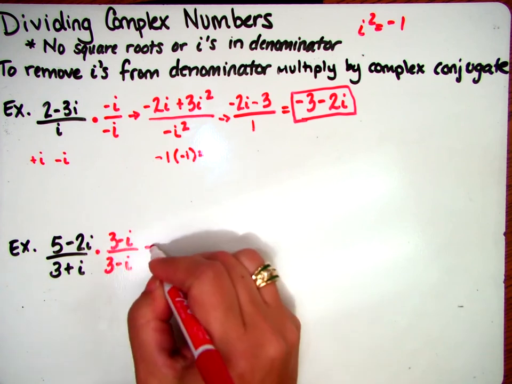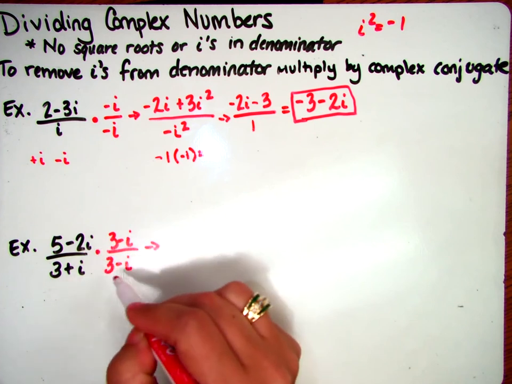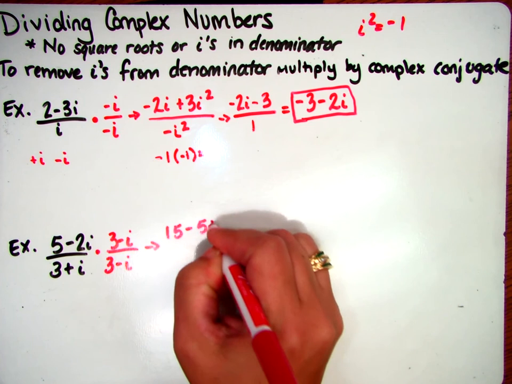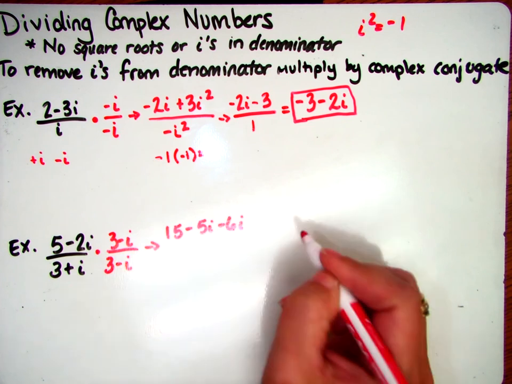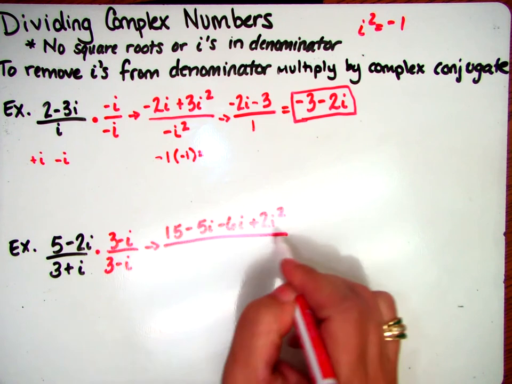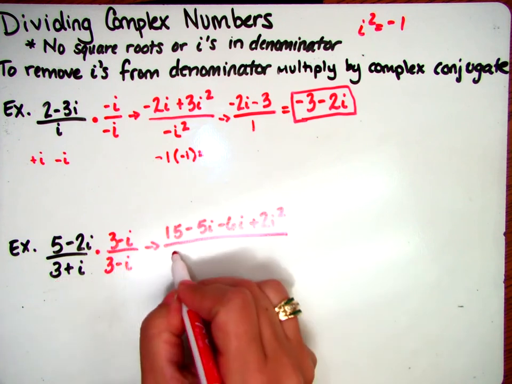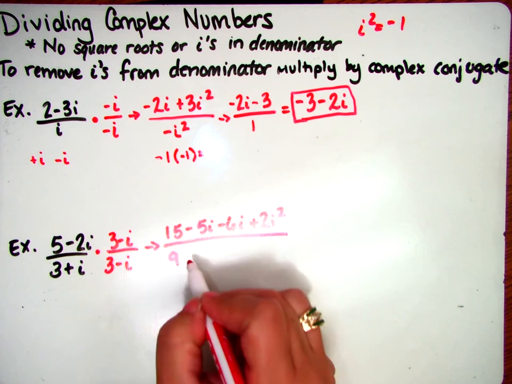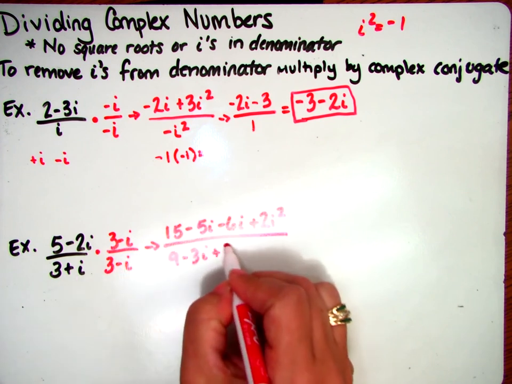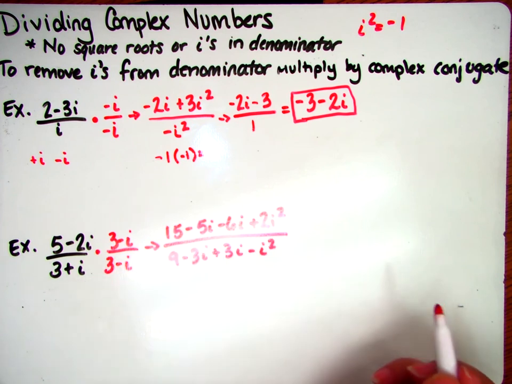So we are going to FOIL both the numerator and the denominator. In our numerator, we're going to get 15 minus 5i minus 6i plus 2i squared. Below, FOIL: 3 times 3 is 9, 3 times negative i is negative 3i, i times 3 is 3i, and then i times negative i is a negative i squared.